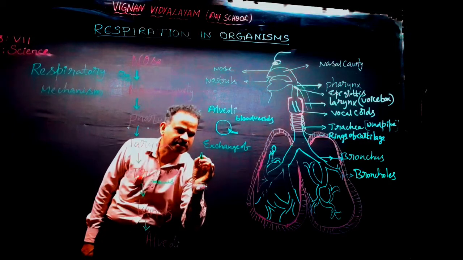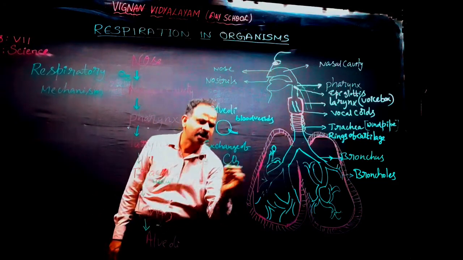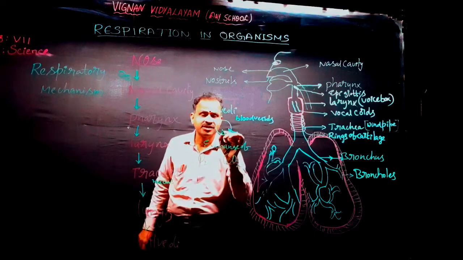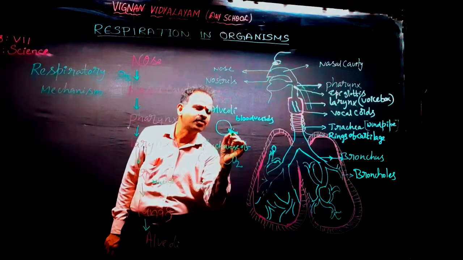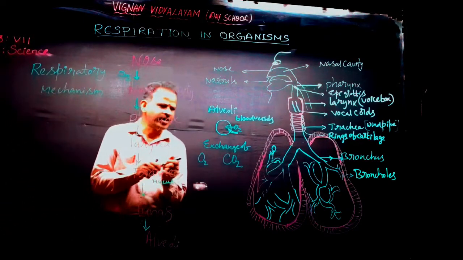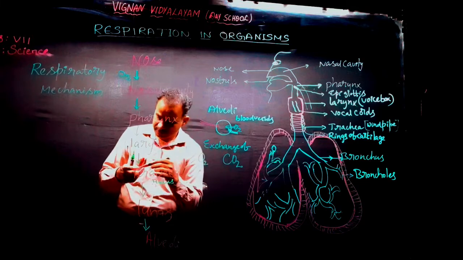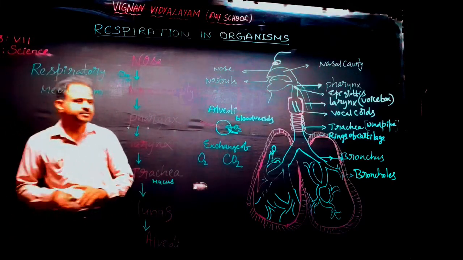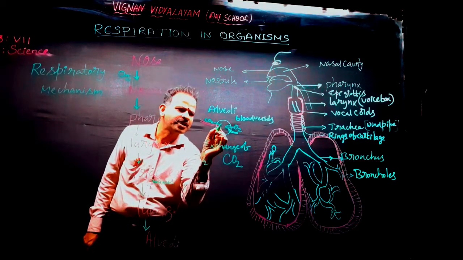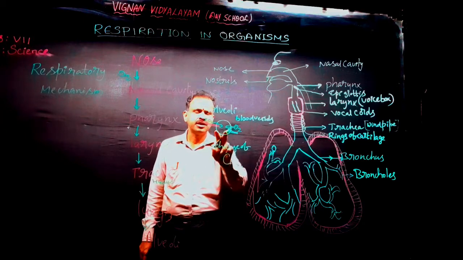Children, O2 means oxygen. CO2 means carbon dioxide. Exchange of gases, that means oxygen and carbon dioxide, takes place in the alveoli. So from the alveoli, O2 enters into the blood, and from the blood capillaries, carbon dioxide is released into the alveoli. Exchange of gases takes place in the alveoli.